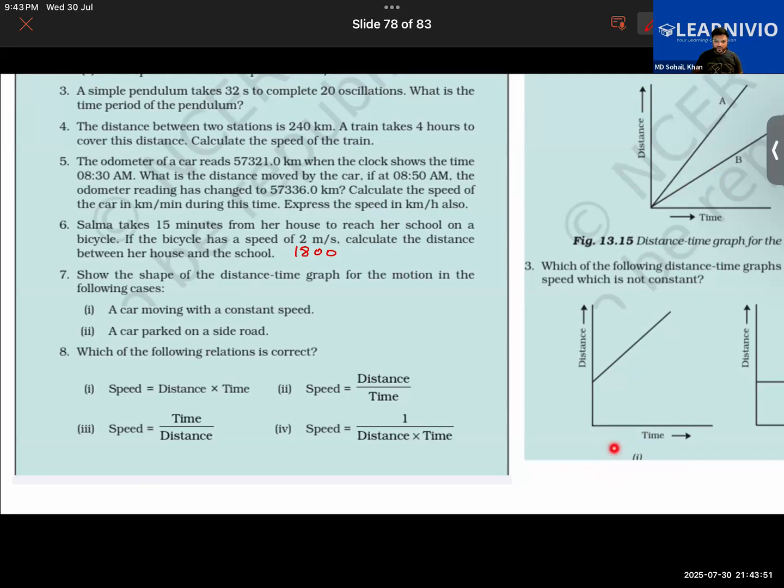You would be drawing the vertical and the horizontal lines, and you have to show the movement of the car that is moving with a constant speed. You have to show the slope in it. Is the slope going to be a straight line, a curved line? Is it going to be parallel to the time axis? Everyone has to do this question.